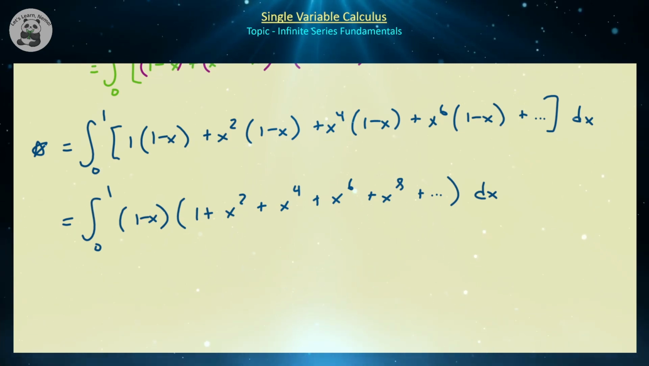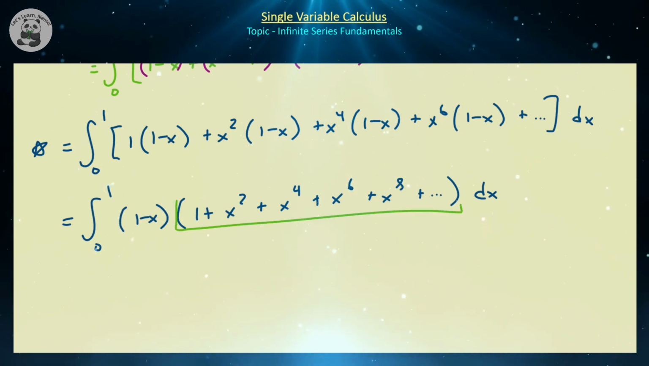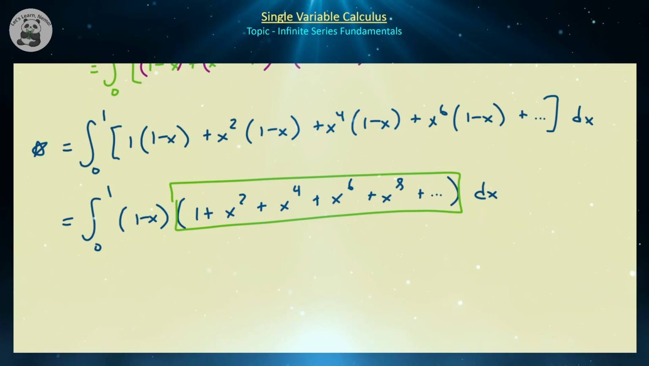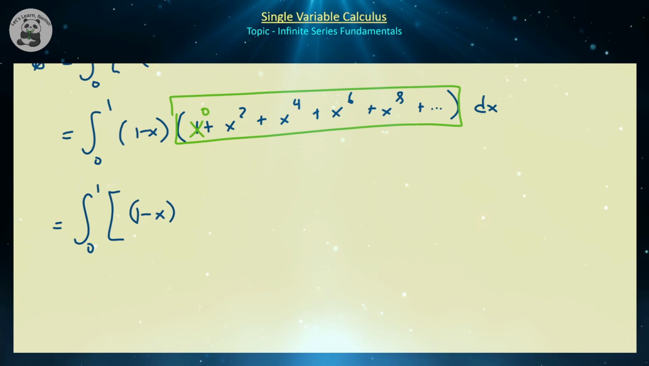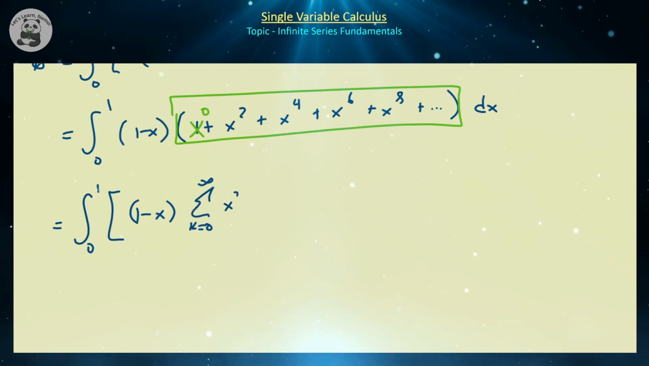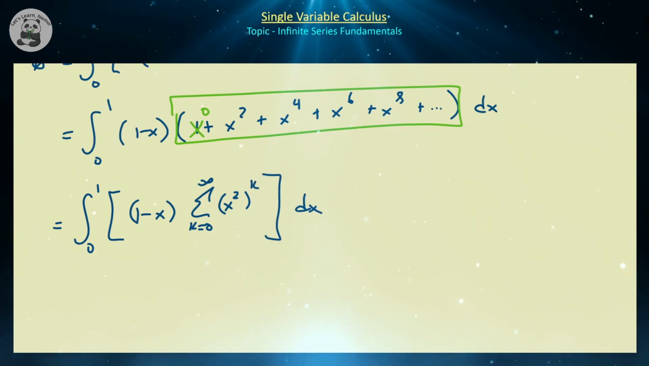Right? So what do I have here? That looks like an infinite series. So let's write that in infinite series form, and keep in mind that 1 is just x to the power of 0. So I can write that as the integral from 0 to 1 of 1 minus x times the sum from k equal to 0 to infinity of x squared to the power of k dx.